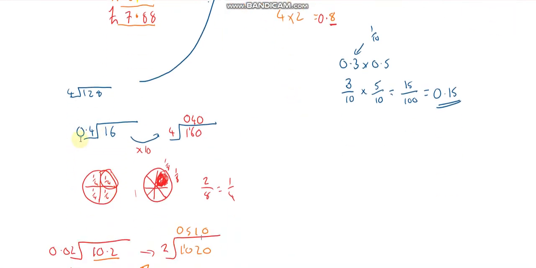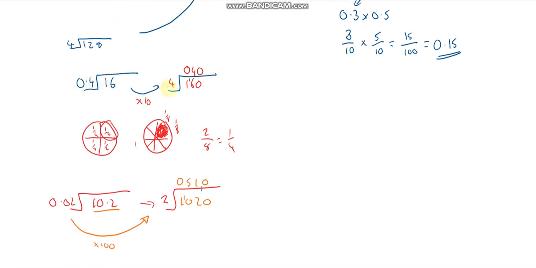And when you're dividing, you need to multiply both terms by a number to give you a nice number to work with. So for here, for example, I don't want 0.4, I want 4. Here I don't want 0.02, I want 2. How do I do that? Well, I times this by 10, times this by 100. And I'll talk about that in the next video, of why timesing this by 10 will make it 4.